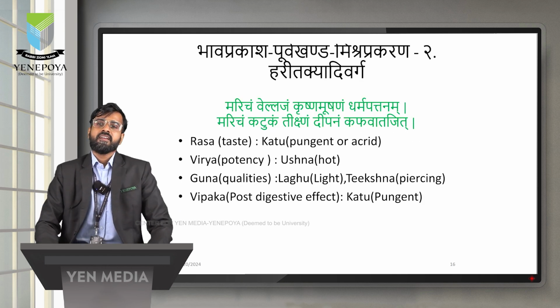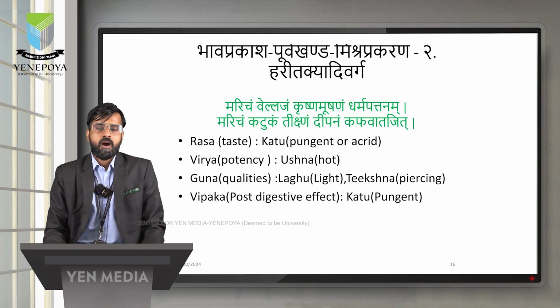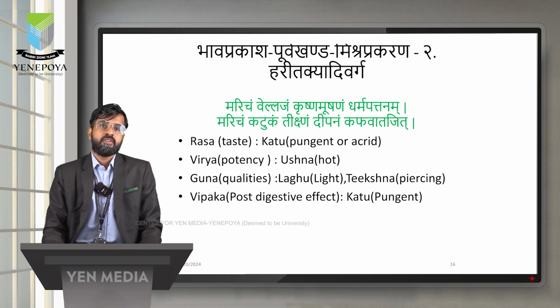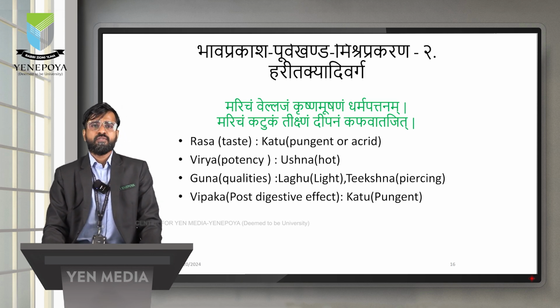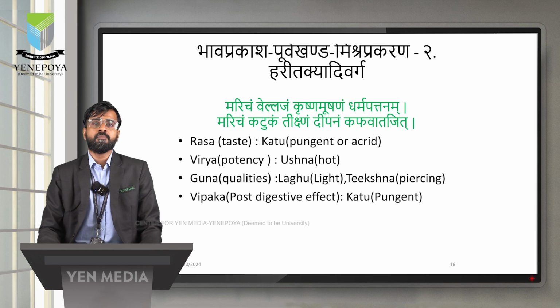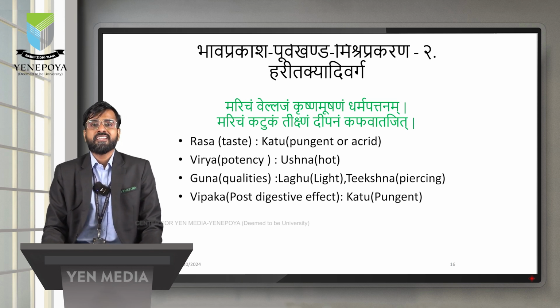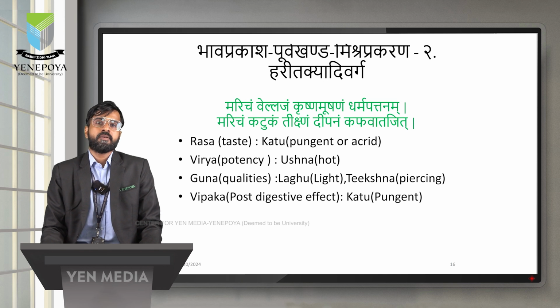Coming to the classical reference, see Bhaprakash Nigandu in Haritakyadi Varga, in the same Varga you can find the reference of Maricha, Piper nigrum. See here the reference goes like this: Maricham Velajam Krishnamoshanam Dharmapadanam Maricham Katugam Tishnam Deepanam Kafa Vatachit.